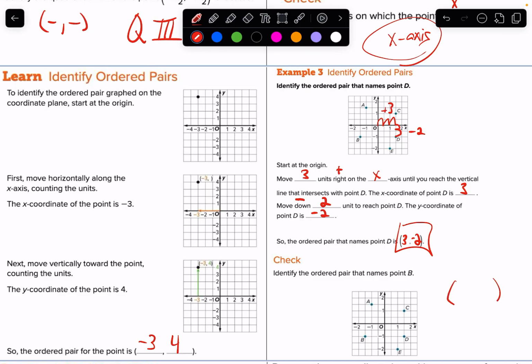Okay, here's my parentheses. So starting at the origin, 1, 2, 3 until I'm on top of it. So it's +3. You can put the plus if you want to. 2 down, that's down 2. So I'm at 3, -2.